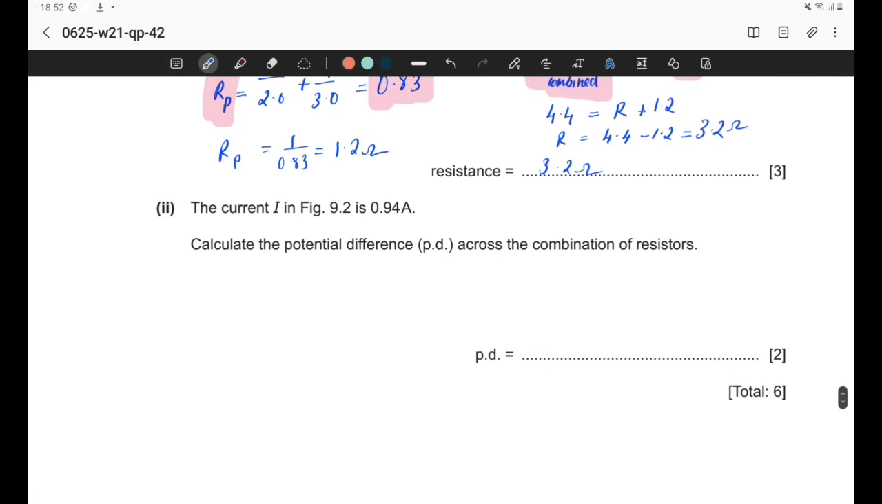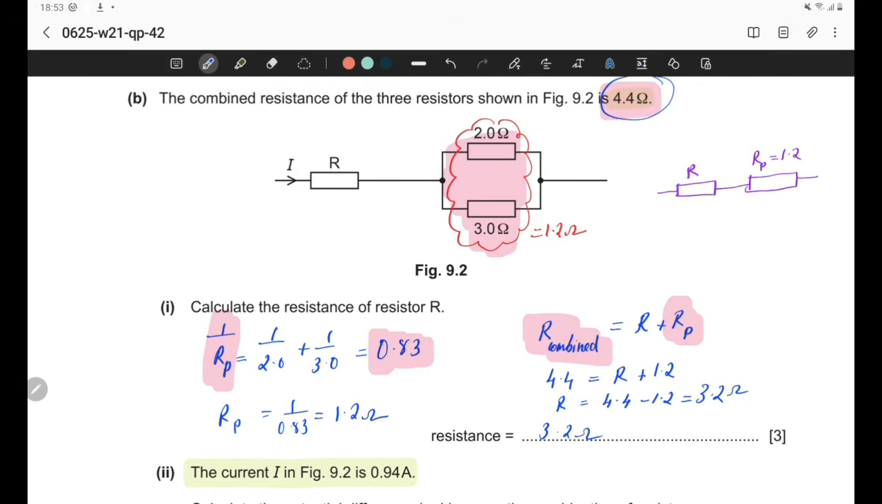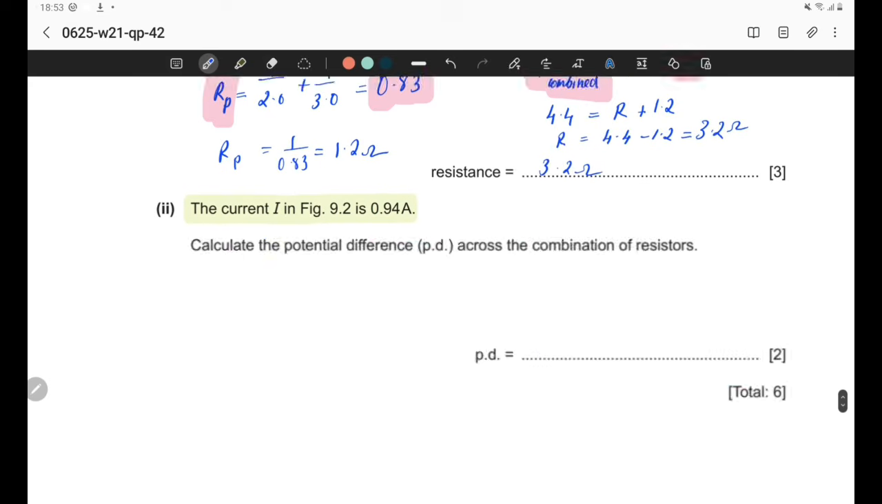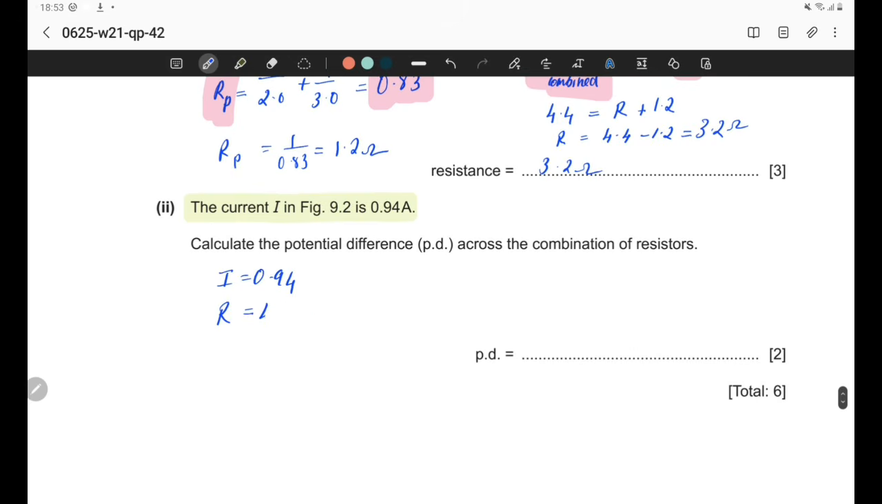Part 2. The current I in figure 9.2 is 0.94 ampere. So the current flowing in the circuit is given. There is a current flowing and that current is 0.94 ampere. Calculate the potential difference across the combination of resistors. So we have I which is 0.94 and we have the R total or R combined which is already given, that is 4.4 ohm. We need to calculate voltage.